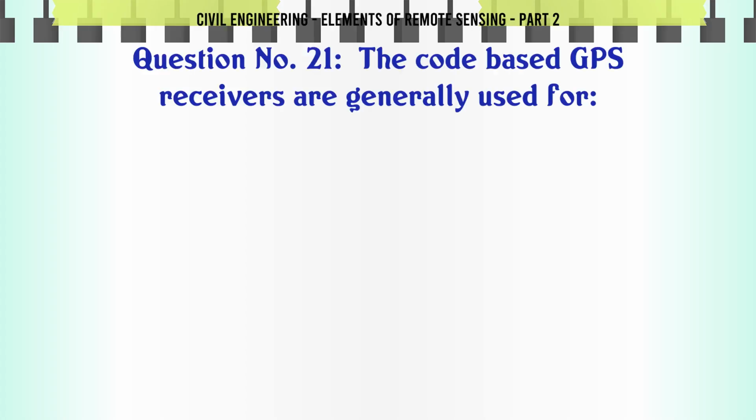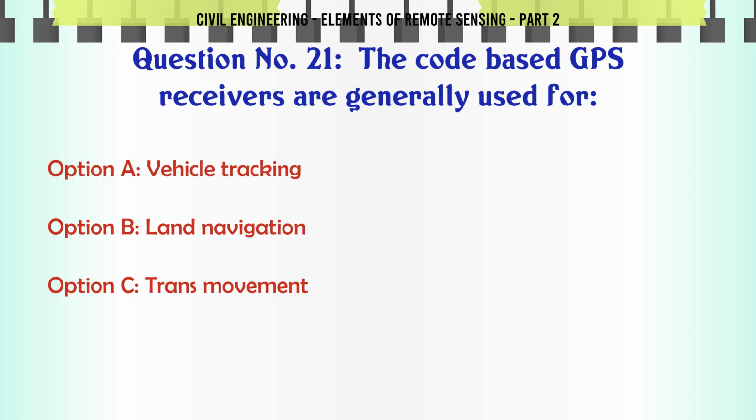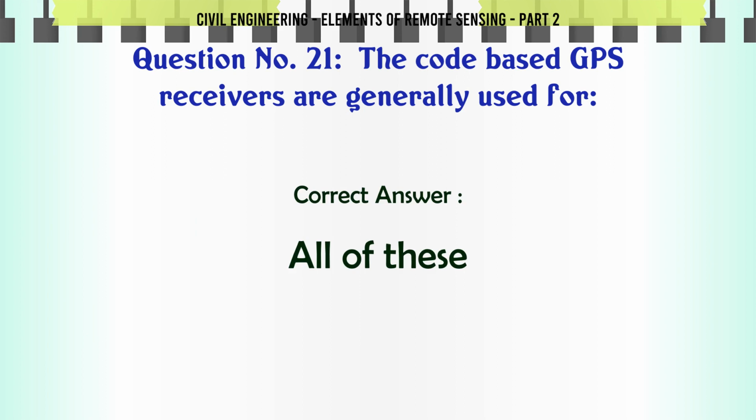The code-based GPS receivers are generally used for A. Vehicle tracking, B. Land navigation, C. Trans movement, D. All of these. The correct answer is all of these.